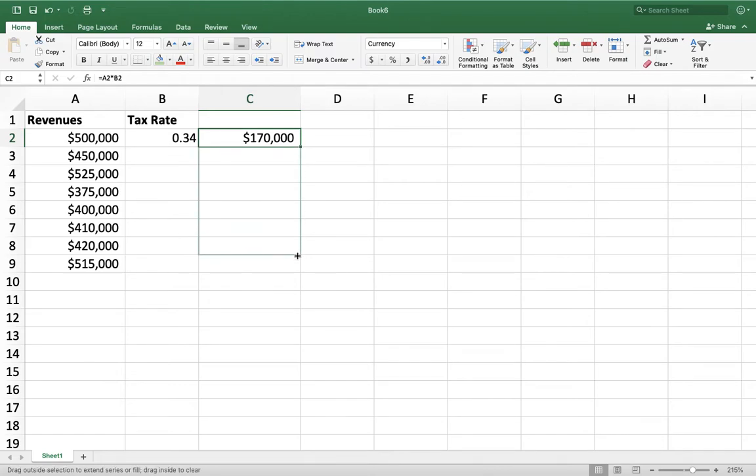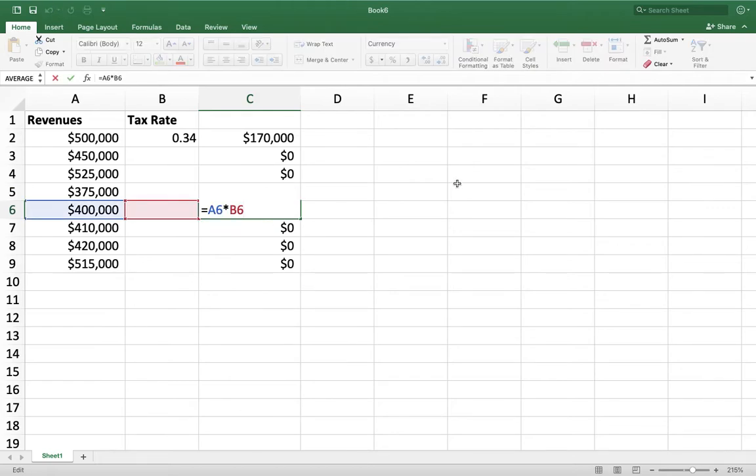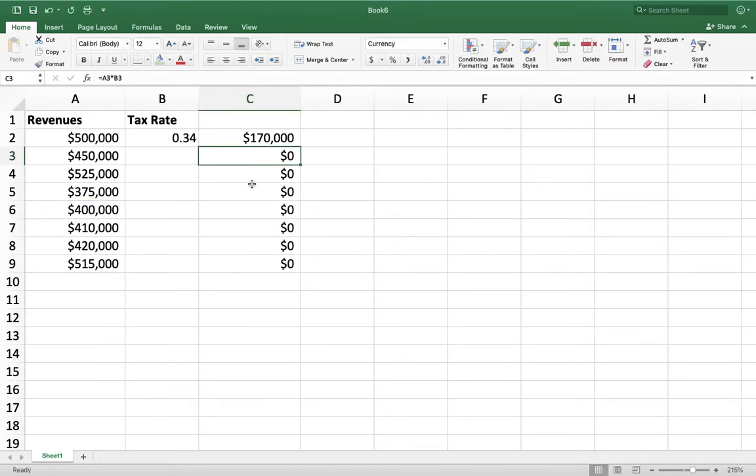But since this video is about absolute references, you'll see that when I scroll down, it doesn't apply it to every cell. You see it just comes out with 0. And that is because Excel, if you look up here in the formula bar, Excel is multiplying A3, right, times B3, which has nothing in it, and it goes down to A6 times B6, and etc.